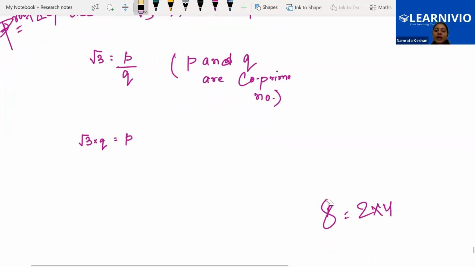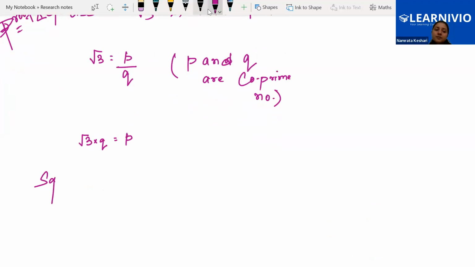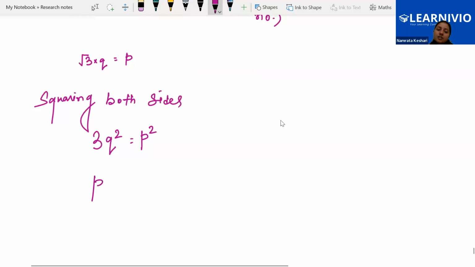Now, if we square both sides, what are we going to get? 3Q square equals P square. Exactly. Squaring both sides will give 3 Q square is equals to P square. That means we can write it as P square is equals to 3Q square. Are we doing any changes? No. We have just changed the side. We have written the above step like this.